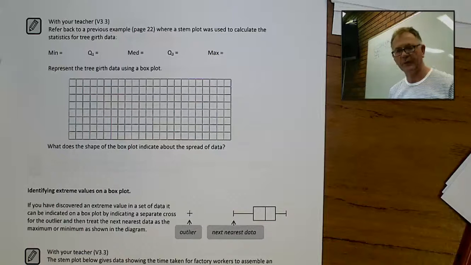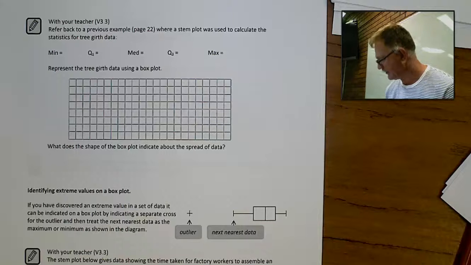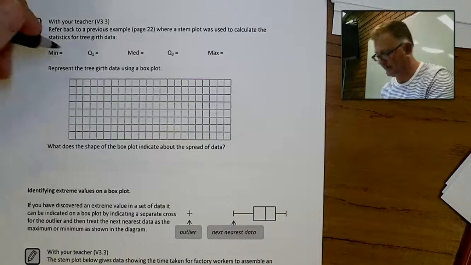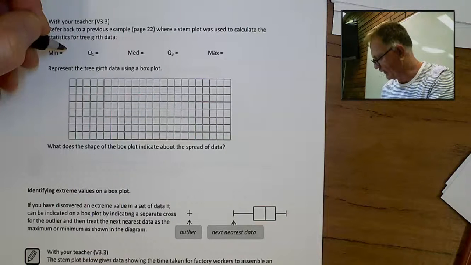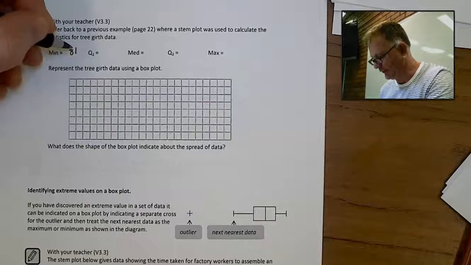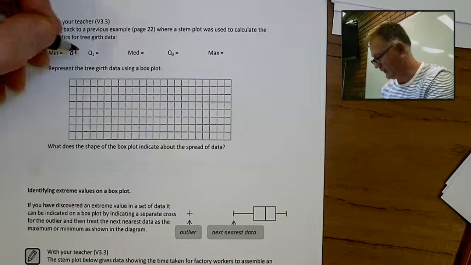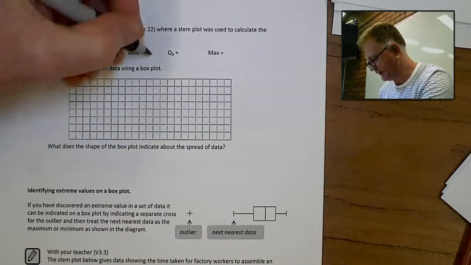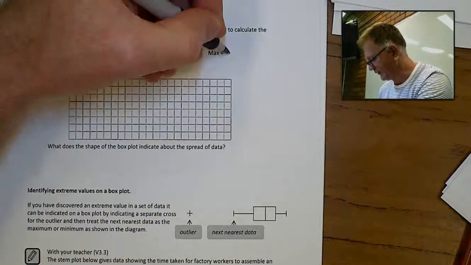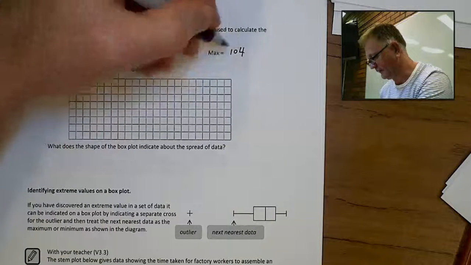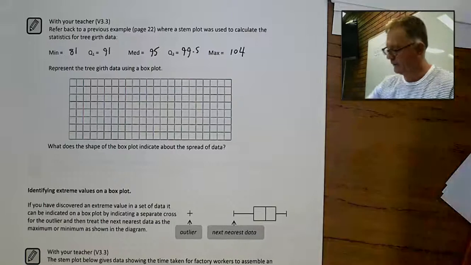We're going to draw some box plots here, and we're going to refer back to some previous data we did. If you look back on page 22, you'll find some data which we calculated for the tree girth diameter. For this data, there was a stem and leaf plot drawn there, and we got a minimum tree girth of 81 centimetres, lower quartile 91, median of 95, upper quartile 99.5, and a maximum of 104 centimetres.